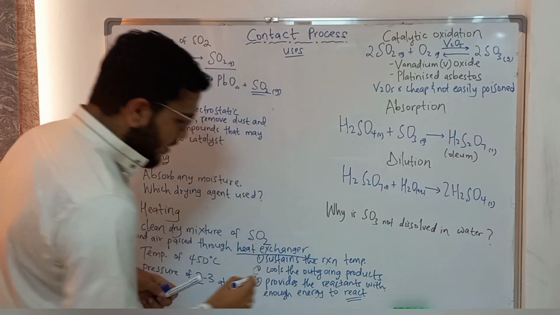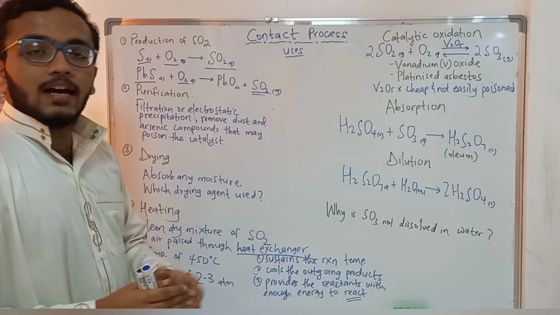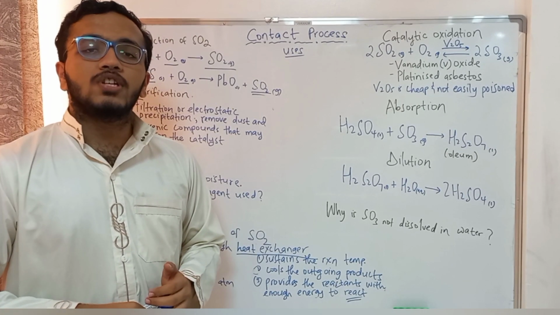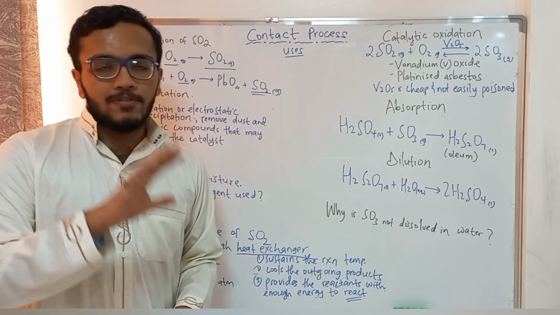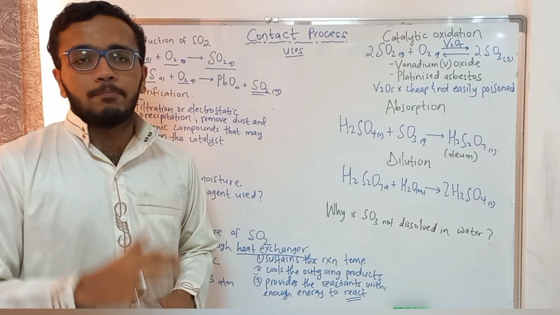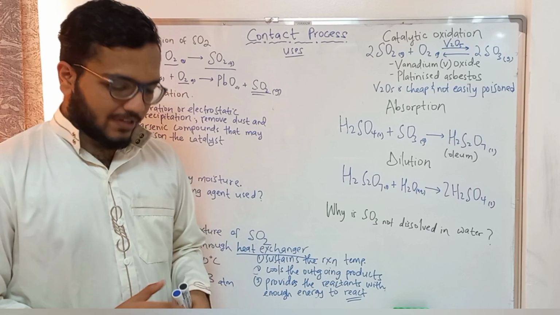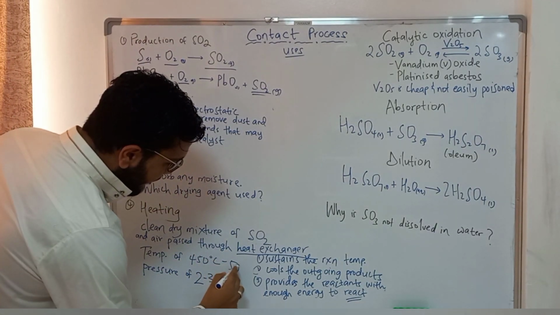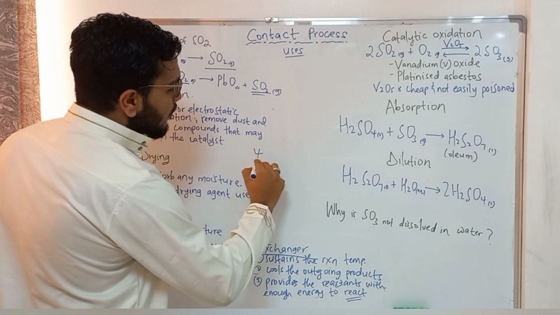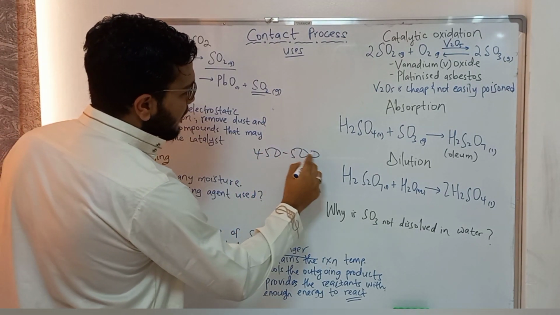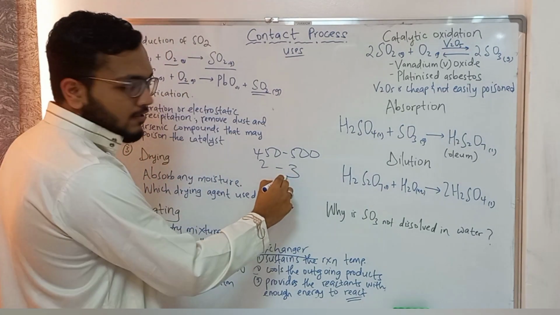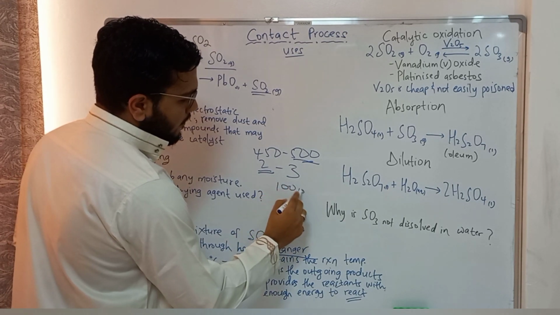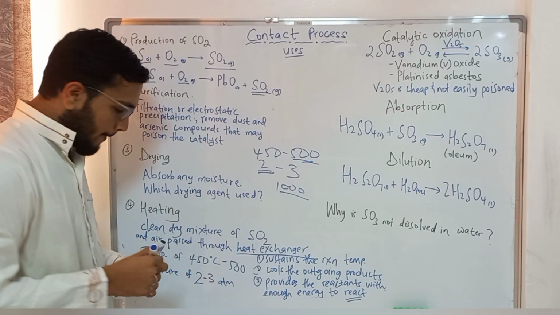The heat exchanger. Now there are conditions present in the heat exchanger. That is a temperature of 450 to 500 degrees Celsius, and a pressure of 2 to 3 atmospheres. If you have an issue remembering, this is 450 to 500, and pressure of 2 to 3 atmospheres. The higher temperature times the lower pressure gives you 1000. So that's how you can remember it.